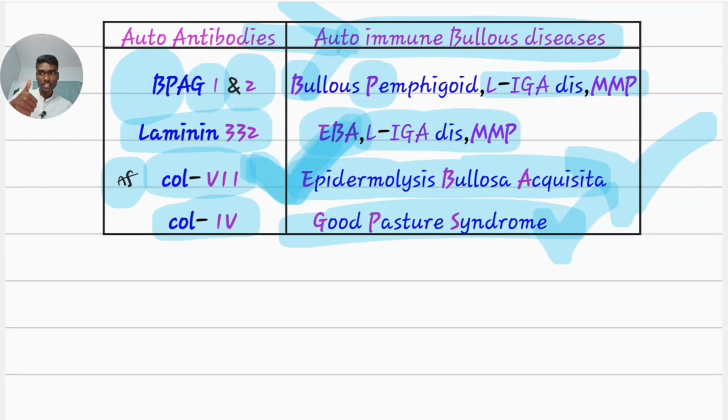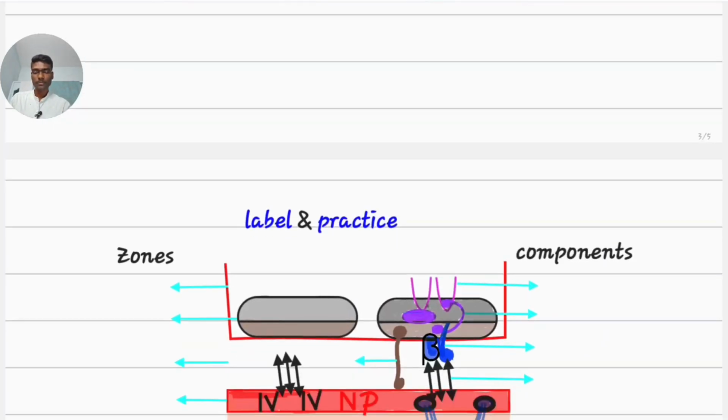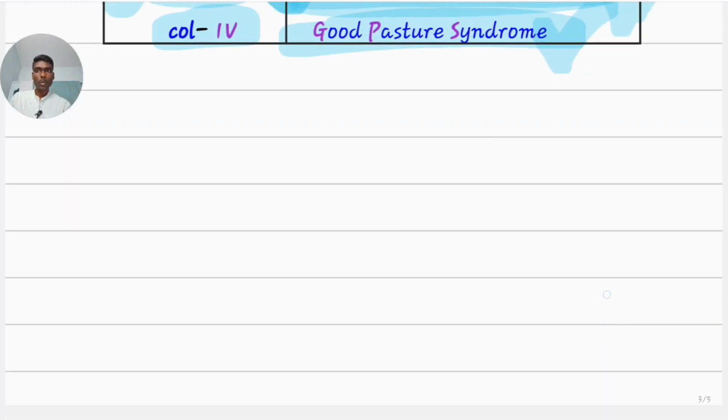BPAG1, the name itself is telling: bullous pemphigoid. AF, anchoring fibril, anchoring filament, whatever. If antibodies are formed against them, it will lead to epidermolysis bullosa acquisita. Now, whatever we have imagined, while knowing about each and every component, we will write here.